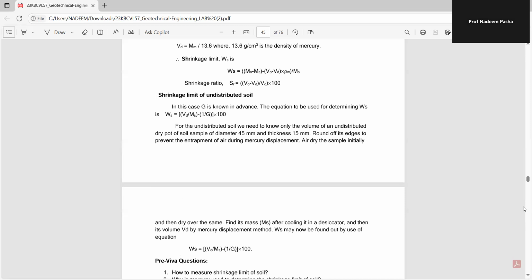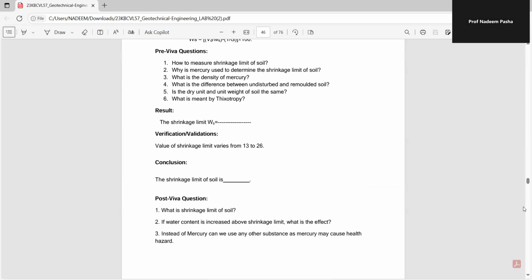Shrinkage limit of undisturbed soil. In this case, G is also known as one. The equation can be used for determining Ws. For the undisturbed soil, we need to know the volume of an undisturbed dry soil ball of 45 mm diameter and thickness 15 mm. Now we prepare the soil portion, then oven dry the same, find its mass, put it in a desiccator, and then find its volume VD by the mercury displacement method. Ws may now be found out by using the equation Ws equals VD by Ms minus 1 divided by G, into 100.